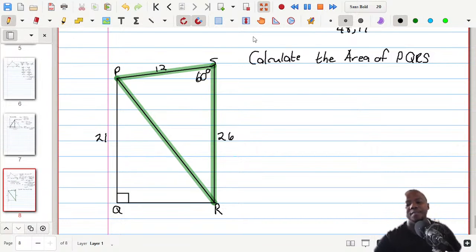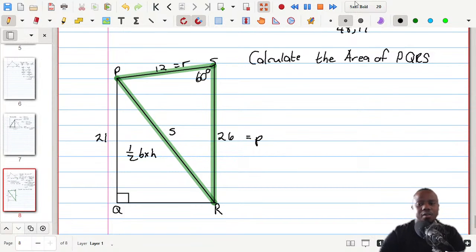and an included angle. But when I look at PQR, it's a right angle triangle, so I'm supposed to use here half base times perpendicular height. I do not have the height of QR here, so I also need to calculate that. This is telling me before I calculate the area of PSR, I need to calculate PR first. So let's name this S, let's name this P, and let's name this R. So, according to my cosine rule, because I've got two sides and an included angle, S squared is equals to P squared plus R squared minus 2PR cos of S.